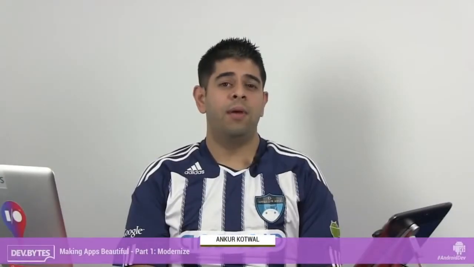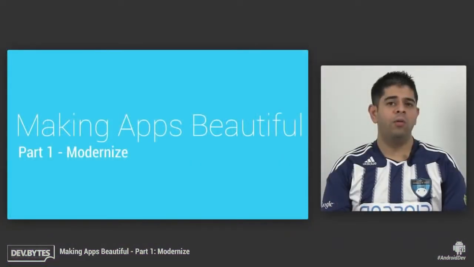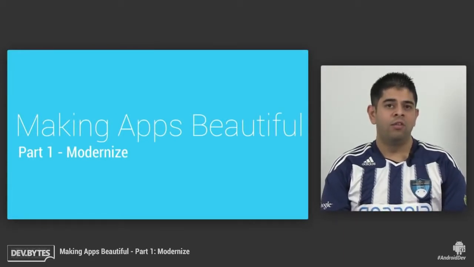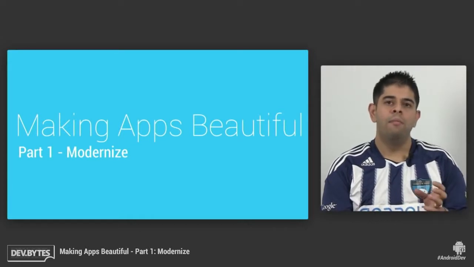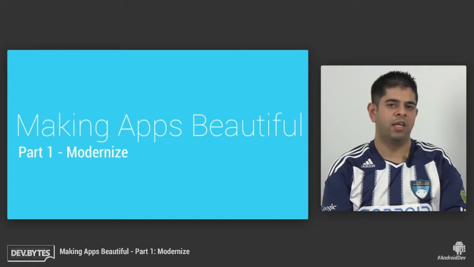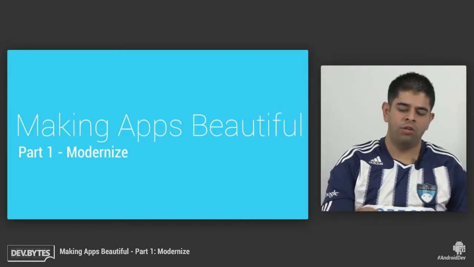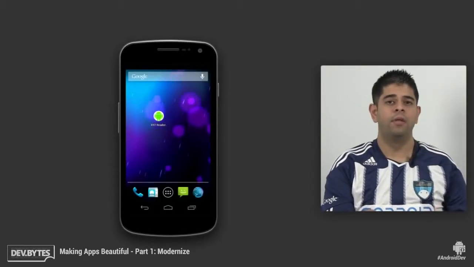Today we're going to be talking about how to make Android apps beautiful. And we're going to start off by looking at an app that hasn't had much love. This is actually the first in a multi-part series of DevBytes. And today's episode is going to focus on doing some very basic modernization techniques with your app. So let's switch to the phone and look at our app.